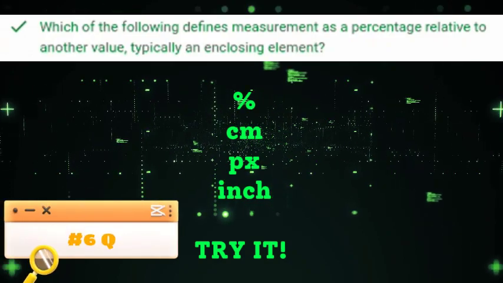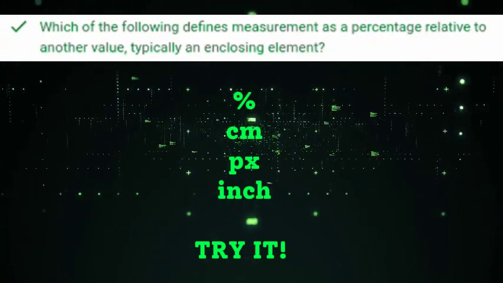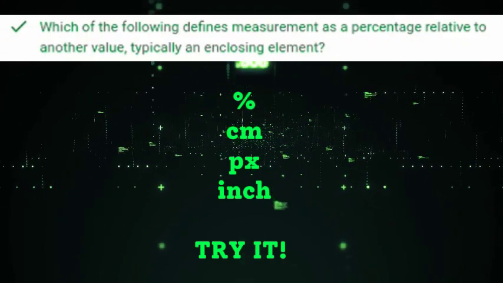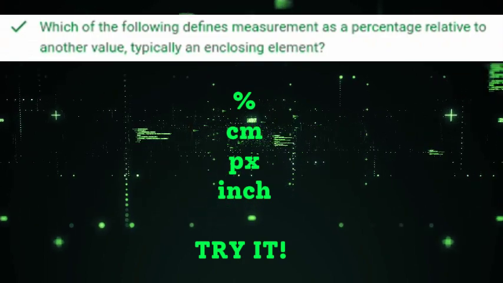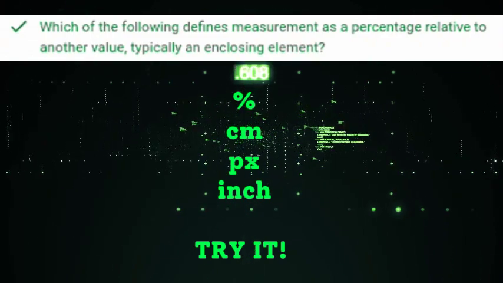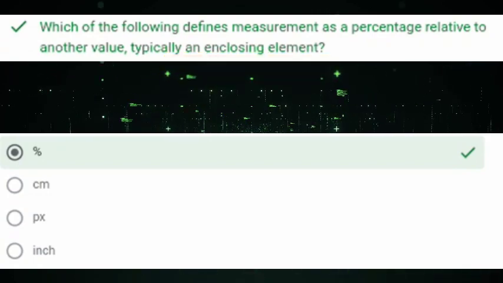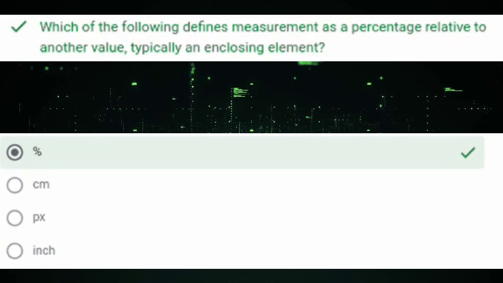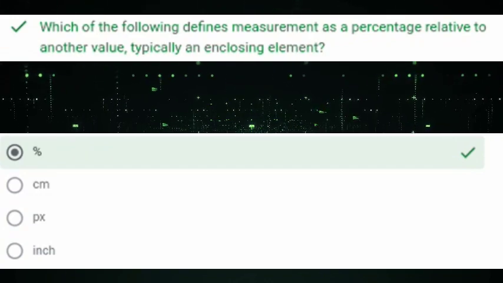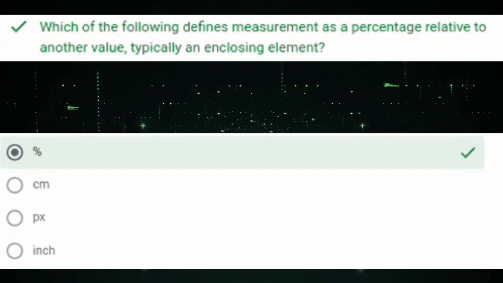/. Which of the following defines measurement as a percentage relative to another value, typically an enclosing element? The percentage symbol defines measurement as a percentage relative to another value, typically an enclosing element in the context of CSS for web design.